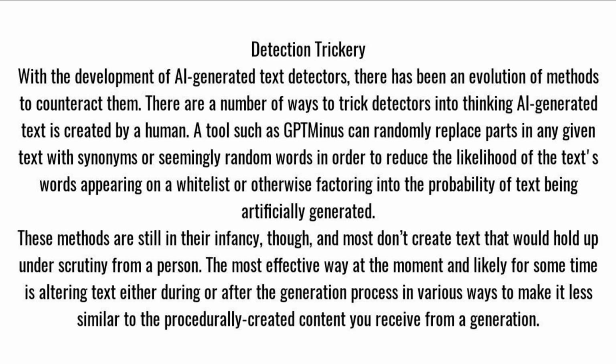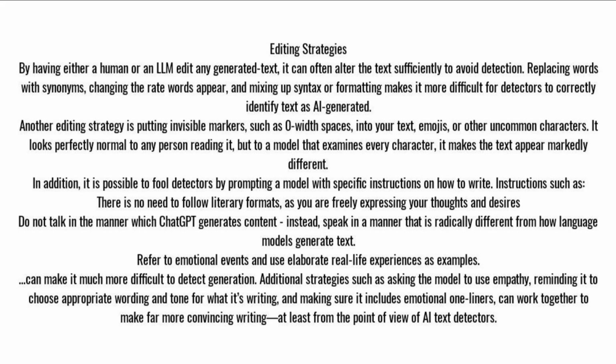The most effective way at the moment and likely for some time is altering text either during or after the generation process in various ways to make it less similar to the procedurally created content you receive from a generation. Editing strategies.